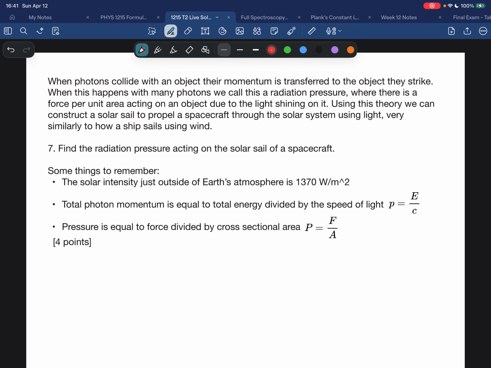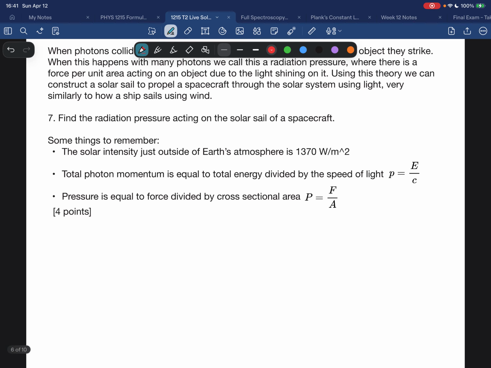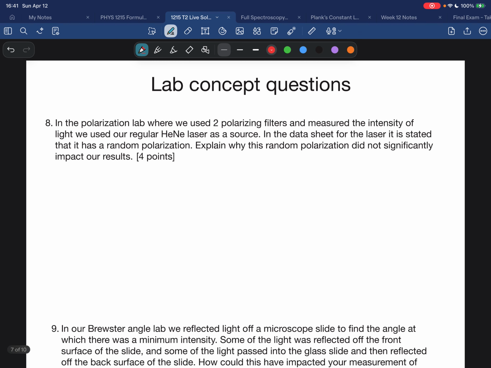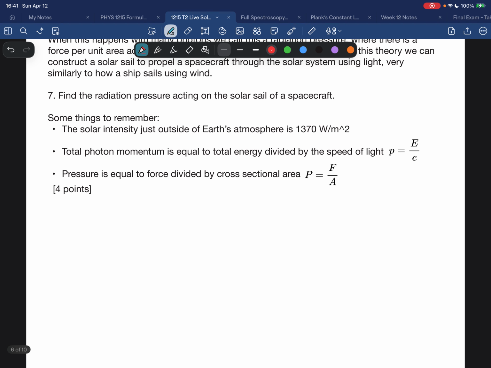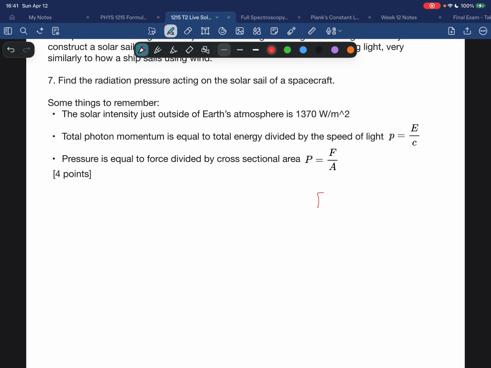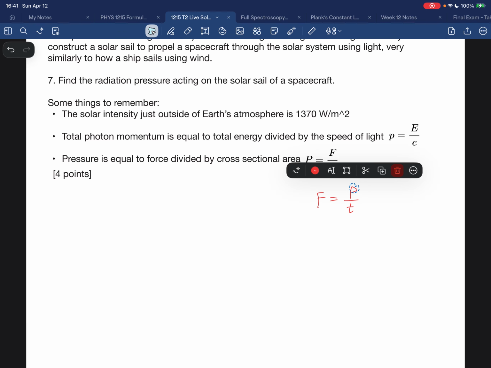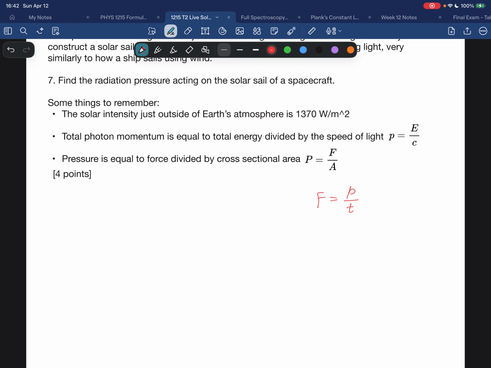Next thing to remember, total photon momentum is equal to the total energy divided by the speed of light. I give you the equation there. And then pressure is equal to force divided by cross-sectional area. So again, I give you the equation here. Some other equations from the formula sheet that will be useful are that force is equal to momentum divided by the change in time. So force is equal to momentum divided by time, and this is not the same P. I'll say momentum there.